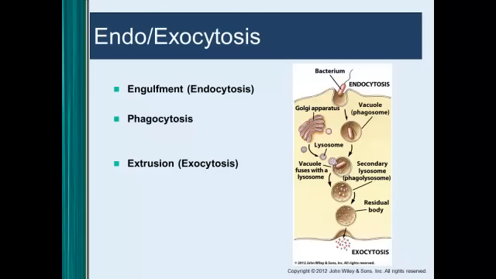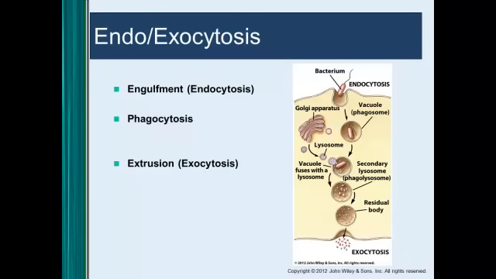Now let's talk about endo and exocytosis. In addition to the processes that move substances directly across membranes, eukaryotic cells can move substances by forming membrane-enclosed vesicles. These vesicles are made from portions of a plasma membrane. If they form by invagination, or poking in, of the membrane and surround the substance from outside of the cell, the process is known as endocytosis or engulfment.